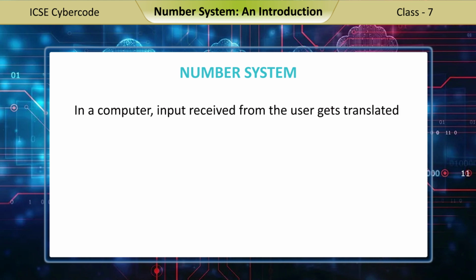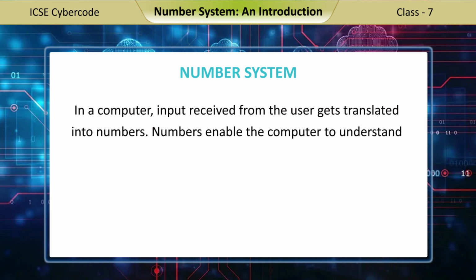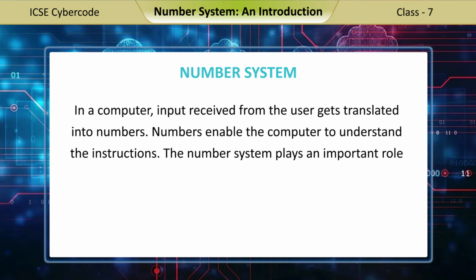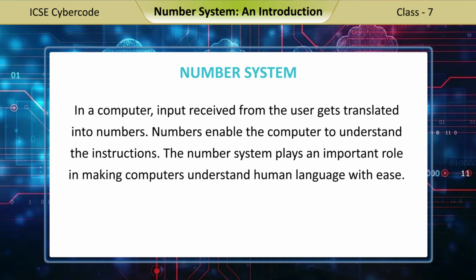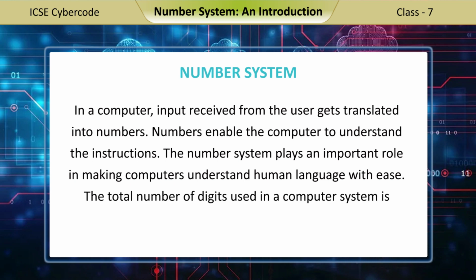In a computer, input received from the user gets translated into numbers. Numbers enable the computer to understand the instructions. The number system plays an important role in making computers understand human language with ease. The total number of digits used in a computer system is called base or radix of the number system.